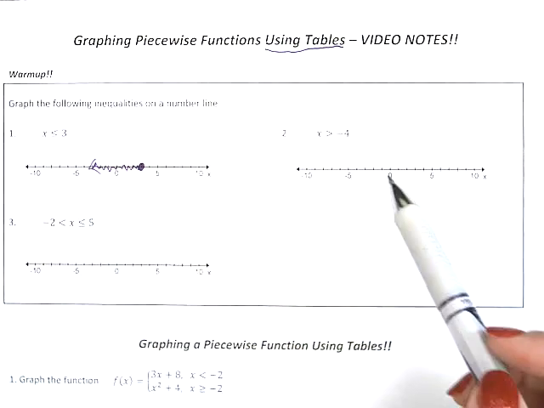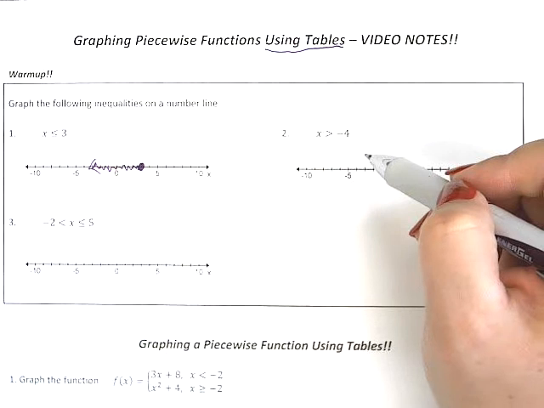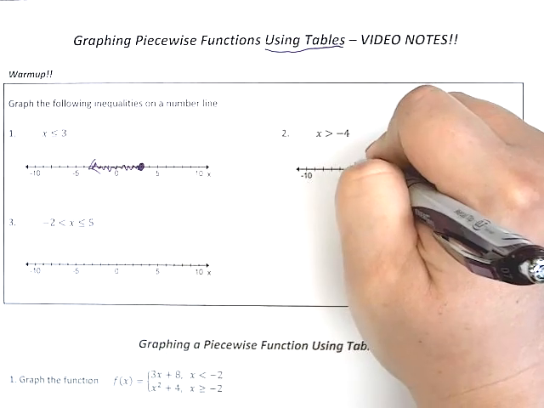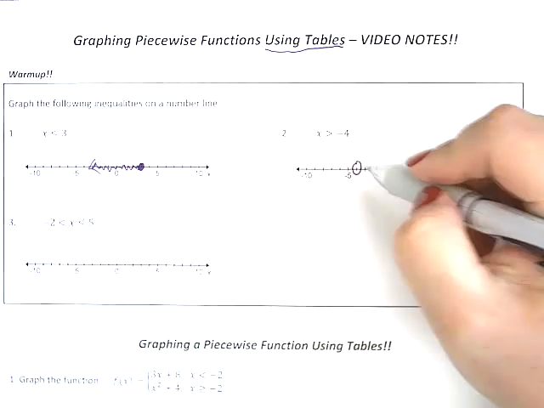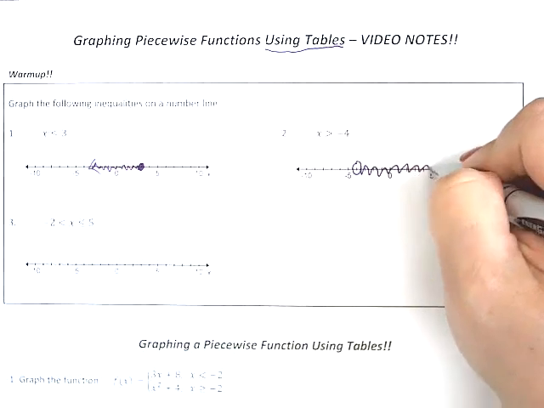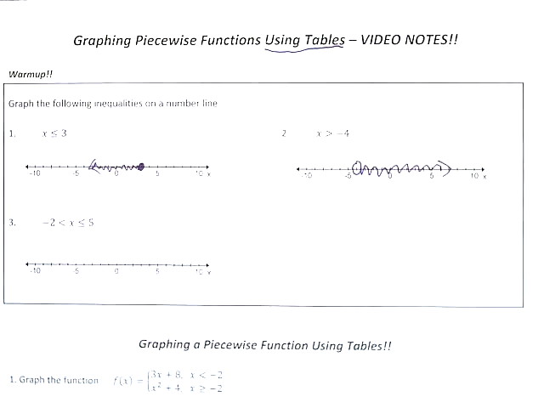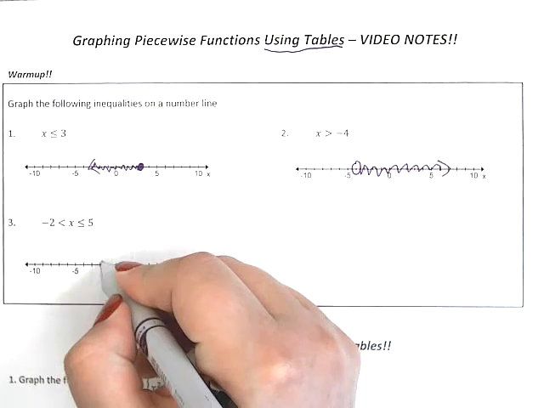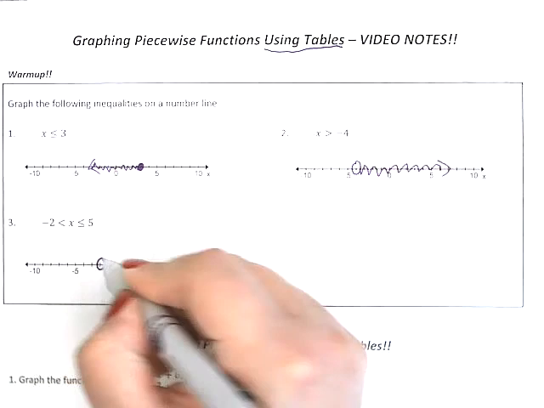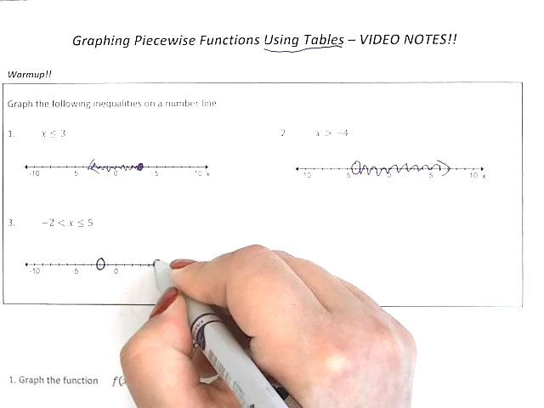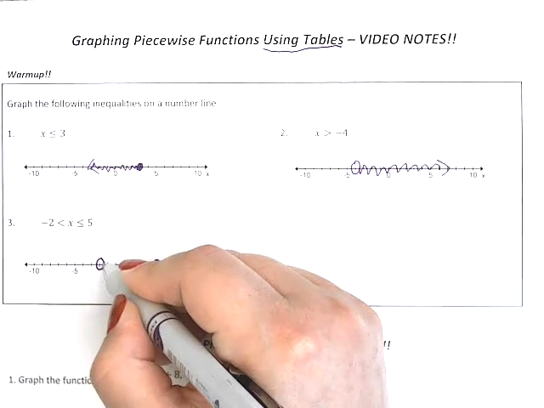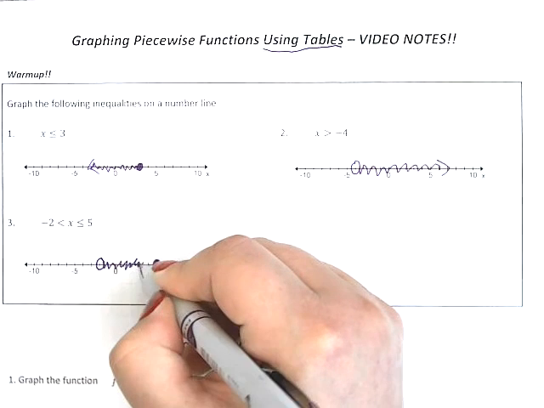Okay? For x is greater than -4, we're going to have an open circle on -4, and we are going to shade to the right. And for -2 is less than x is less than or equal to 5, we are going to have an open circle on -2, a closed circle on 5, and we are going to shade in between.